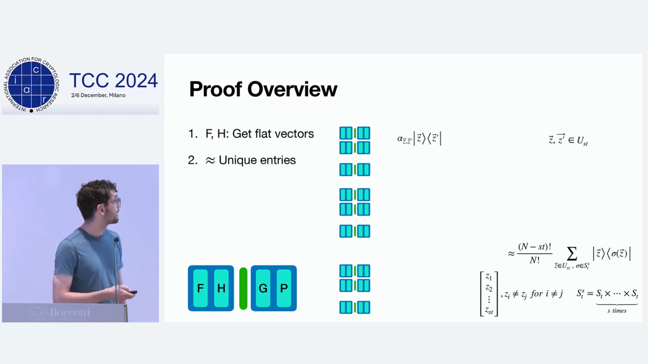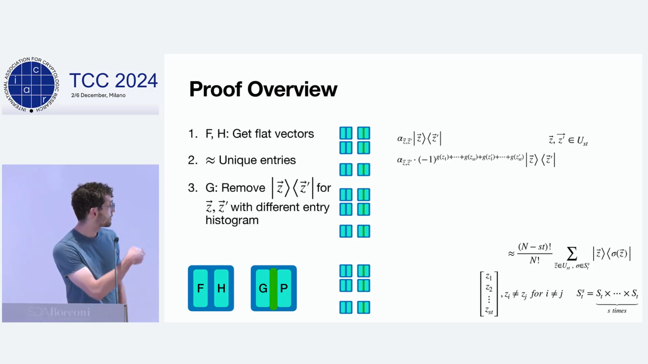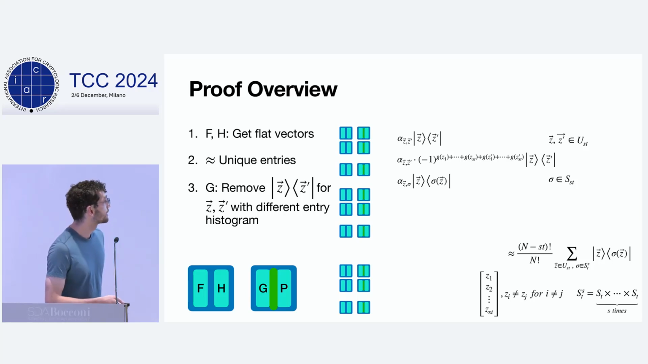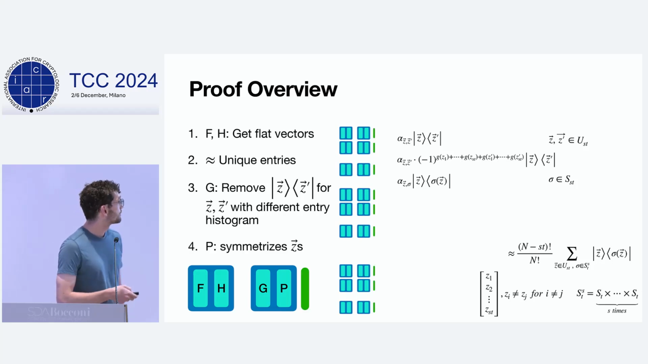statistical distance, to the same matrix, but now the entries that are not in UST are 0. So we can talk only about the matrix that sums over Z and Z prime from UST. Now we apply a random phase G, which practically removes Z and Z primes for which they have a different entry histogram. Cool. So we get the following representation.